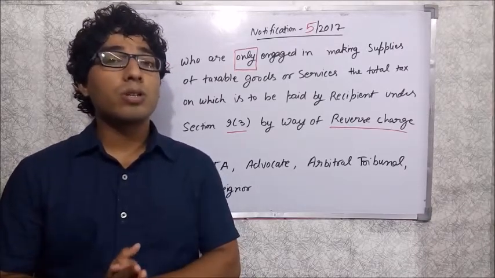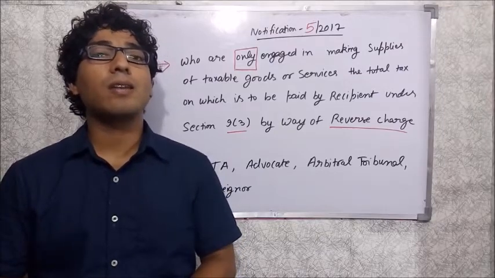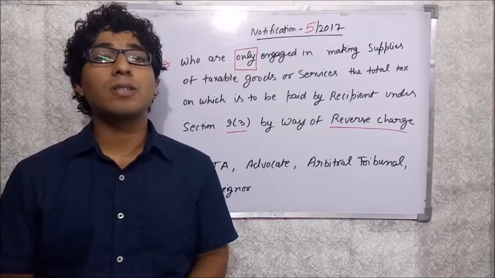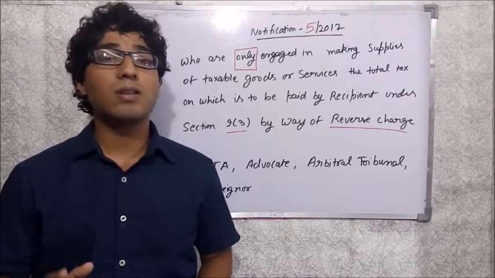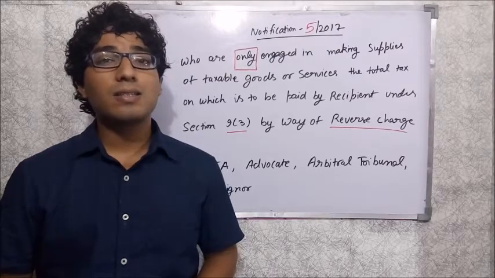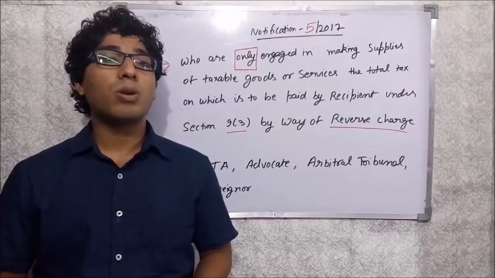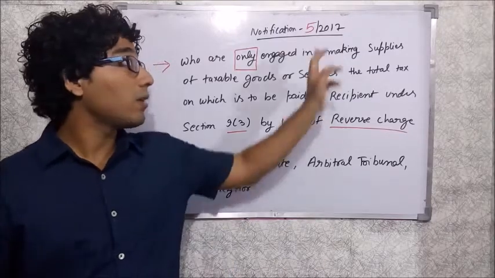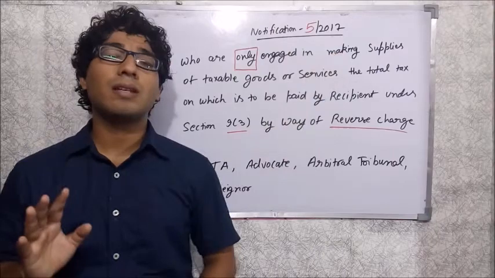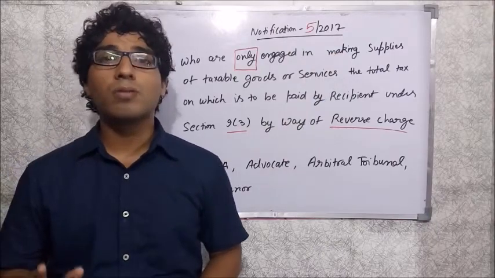So the question is whether the government has notified any category of goods or services, or any category of persons, who are exempted from taking registration under GST under Section 23 subsection 2. So the answer is yes, the government has notified persons who are not liable to take registration under GST under Notification Number 5/2017, which is dated 19 June 2017.